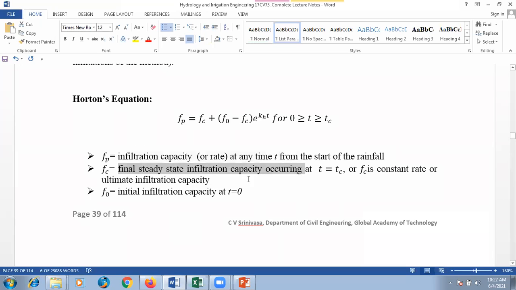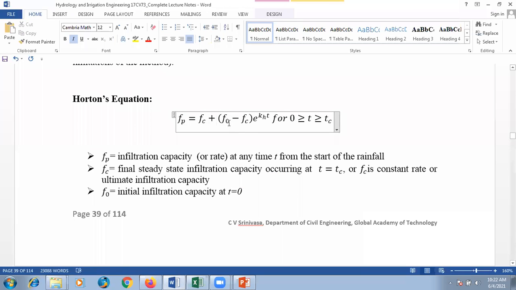Here, it would become constant because it would have saturated the soil to a great extent, right? So this is another thing you need to remember. And then F naught, the infiltration capacity of the soil in the beginning, the original, the beginning time. Fp at any point of time. Then Fc is the constant rate of infiltration.